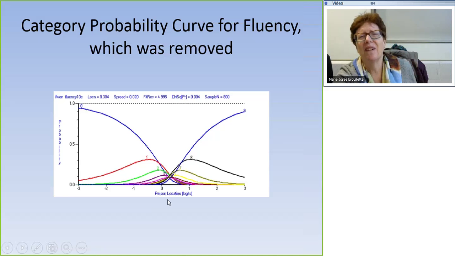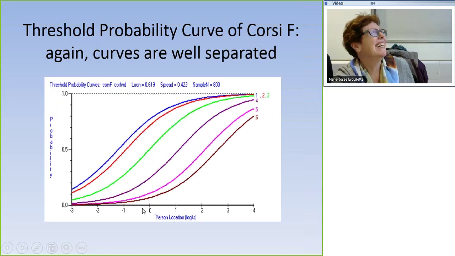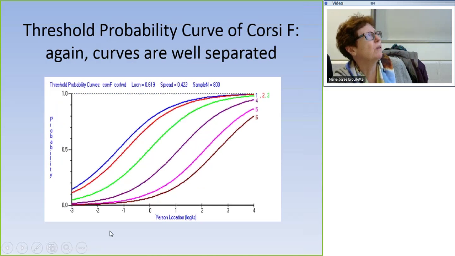Okay. So we got rid of it. And this generally shows what you want when you put in an item. You want these nice separation curves, nicely ordered, so that you can see, this is the Corsi forward, a nice spread.